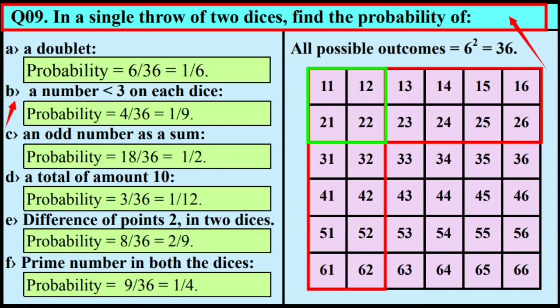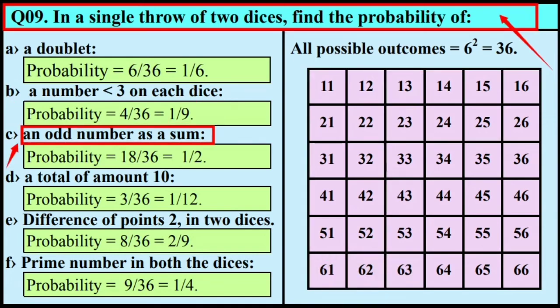The intersection of these two blocks says that the points obtained in first dice is 1 or 2, and the point obtained in second dice is again 1 or 2. It means the points obtained in the two dice are less than 3. So a total of 4 favorable outcomes are there. Therefore, probability is 4 by 36, and the value in simplified form is 1 by 9.